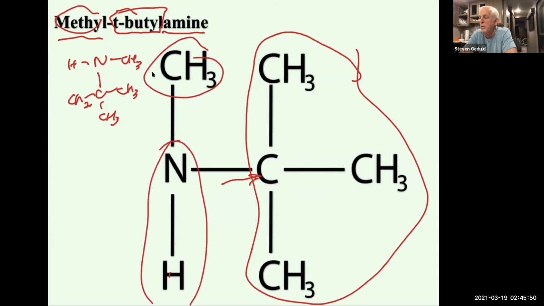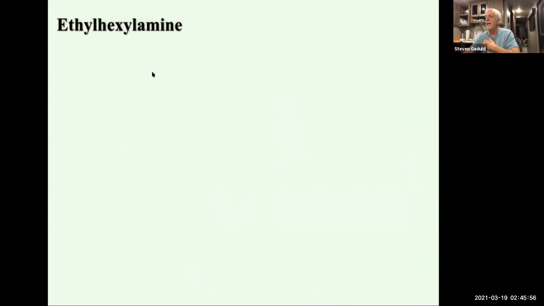Okay, so that's methyl tert-butyl amine. Ethyl hexylamine. Again, it should say ethyl 1-hexylamine to be accurate. I'm pretty sure that's what they want. But it's an amine. It's got 2 attachments. It's got an ethyl attachment and a hexyl attachment. Ethyl is 2 carbons. Hexyl is 6 carbons. So 2-carbon attachment, 6-carbon attachment, and it's an amine.